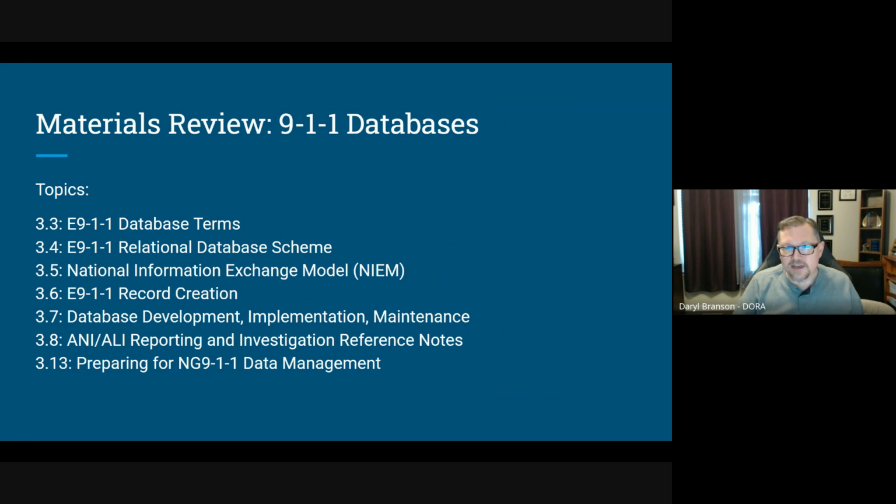Then we talked about 911 databases. We talked about E911 database terms. We talked about the E911 relational database scheme. We talked about the National Information Exchange model, E911 record creation, database development, implementation, and maintenance, anti-alley reporting and investigation reference notes, and preparing for Next Generation 911 data management. And I'm pretty weak on some of this stuff, but I know Jennifer actually taught this session. So if anybody has any questions, we do have the expert here.